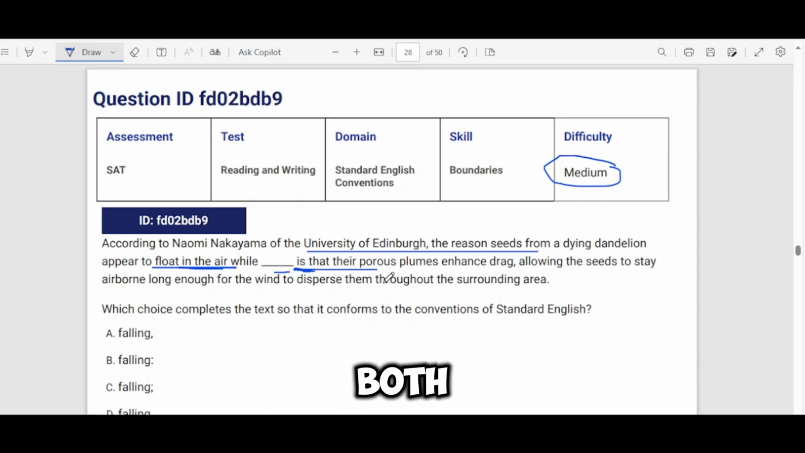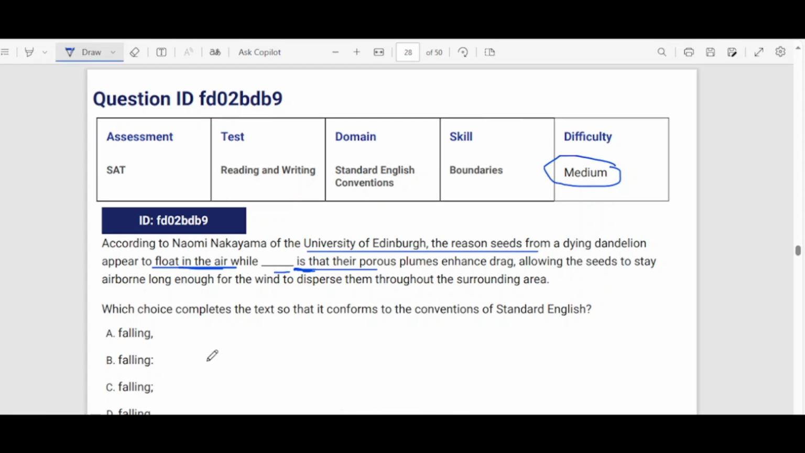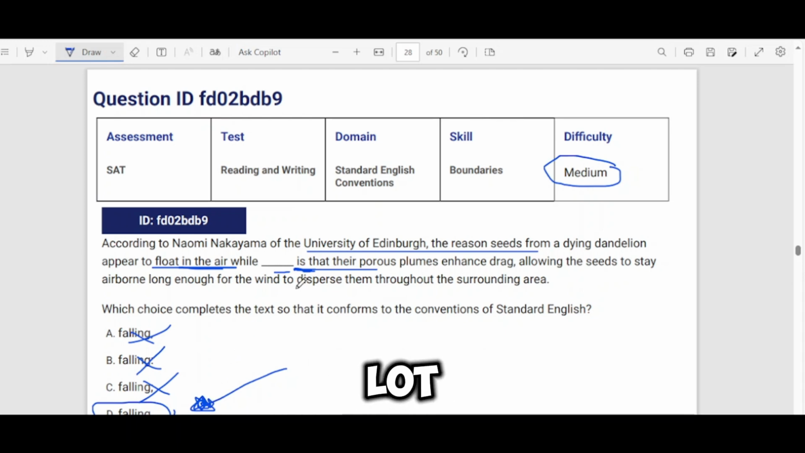Okay, so these both are dependent clauses, and when there are two dependent clauses, the biggest tip I'll give you is that rule out every other rule I told you and just use the one which doesn't have anything in front of it. Okay, so let's see. Falling, comma, rule this out, rule this out, rule this out, and falling, it doesn't have anything. Just choose this one. Okay, this is the biggest tip from me, which will save you a lot of time.